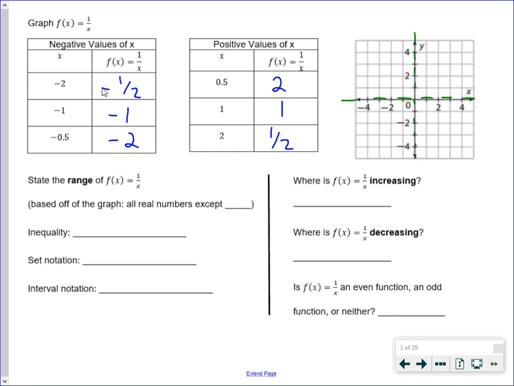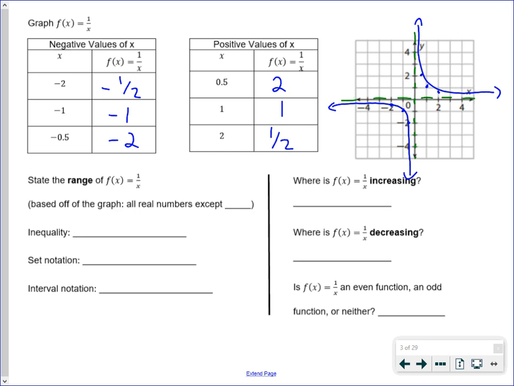So let's go to the negative table first. We have -2, -1/2, so about right there, then -1, -1, and -0.5, -2. If we connect these dots, it should look something like that: a soft curve, curving like that. For the top right part, from the right table, we have 0.5, 2, 1, 1, and 2, 1/2. This will look similar, except it goes in the complete opposite direction, kind of like it's mirrored over the origin.